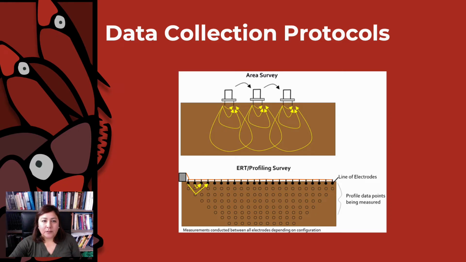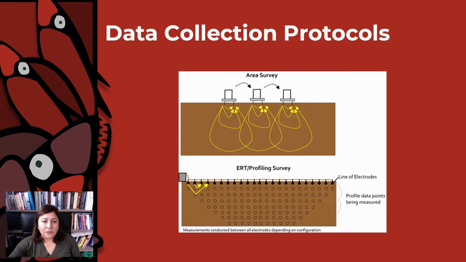Data collecting protocols will vary significantly depending on the methodology and instrument used. In ERT surveys, electrode placement and how the current is transmitted between them has a significant impact on the resolution and sensitivity of the data collected. Common electrode configurations or geometries include Wenner, Schlumberger, pole-dipole, dipole-dipole, pole-pole, and gradient.